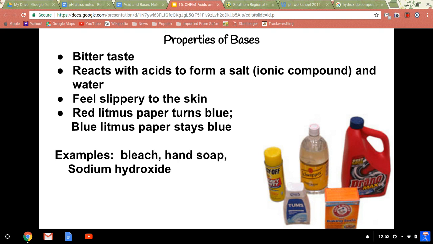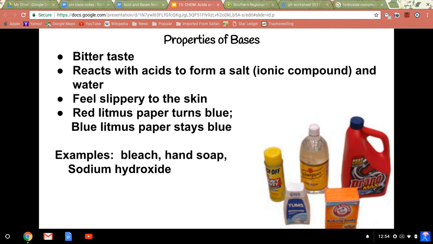All right, flip your page over, and we're moving on to some base properties. So bases are opposites of acids. They have a bitter taste. When they react with acids, they also form a salt, an ionic compound. They feel slippery to the skin. And with red litmus paper, it would turn it blue. And if you tested it with a different indicator, blue litmus paper, it will stay blue.